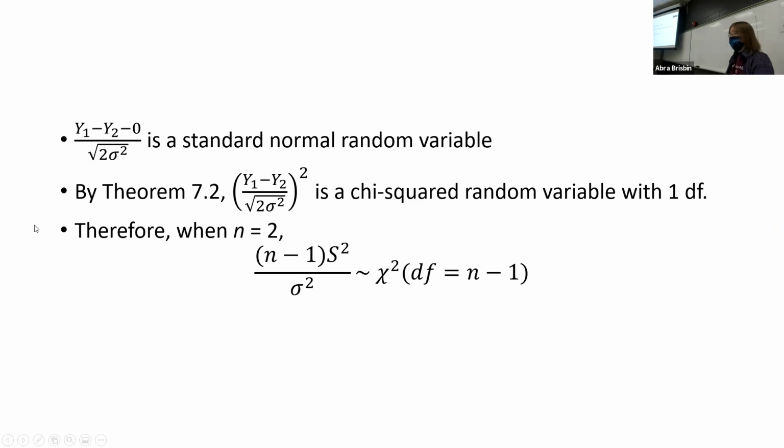So therefore, when n is equal to 2, our target statistic that we started with, n minus 1 times s squared over sigma squared, really does have a chi-squared distribution with n minus 1 degrees of freedom. Questions about this?